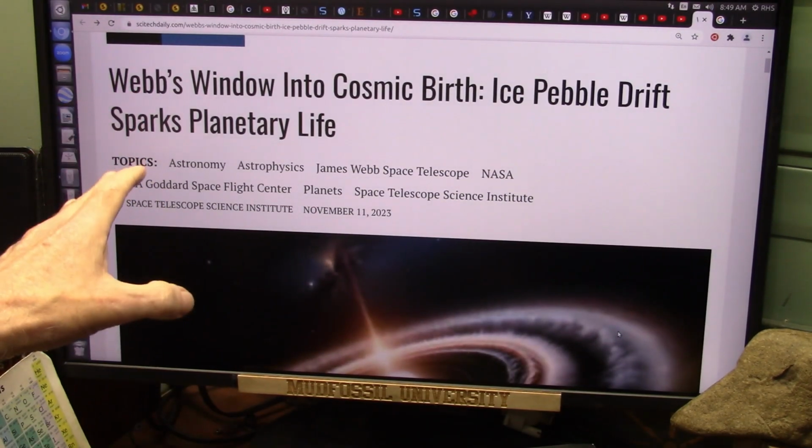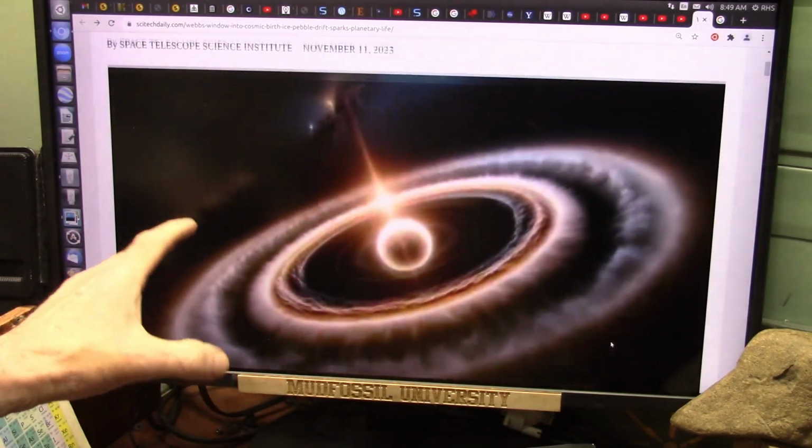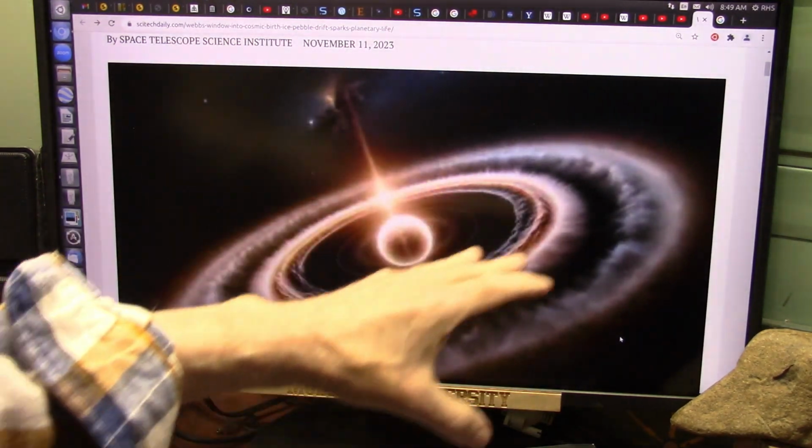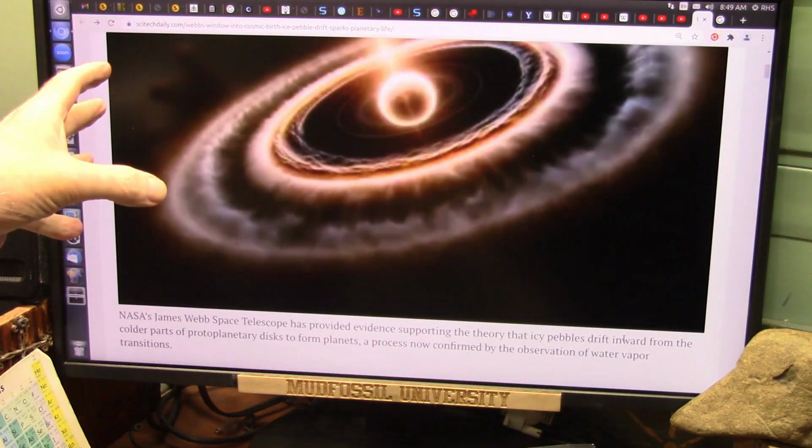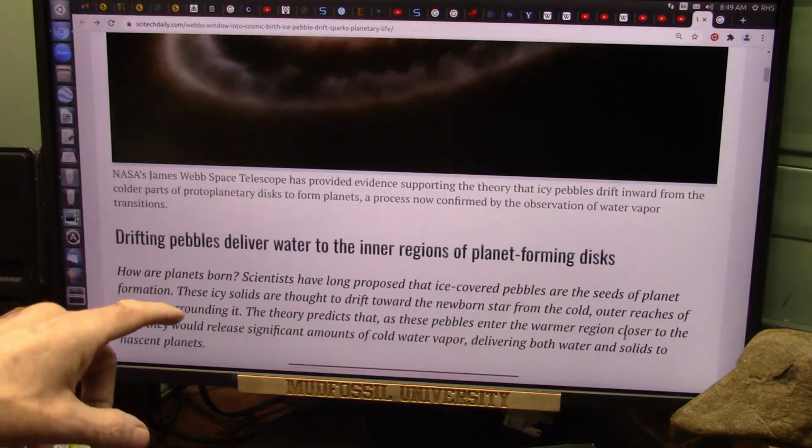Now, this is the Webb telescope. And here's what they see: these rings around what they consider to be developing planetary objects. Now here's what they're saying.